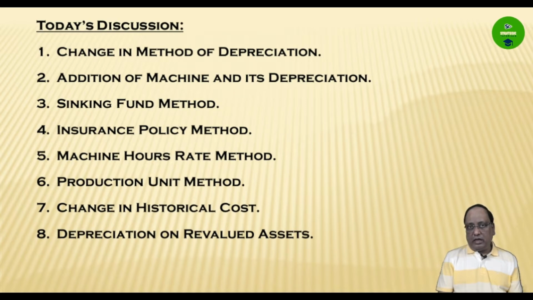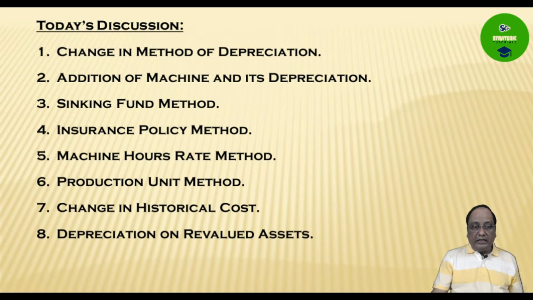But in this session, first I will discuss change in method of depreciation. Suppose an organization is following the straight line method, but after 3 years they change their method of depreciation to the diminishing balance method. Second is addition of machines and its depreciation. So one set of machines they have used, but the management has decided to discard some machines after 3 years. So when they add the depreciation, how do you calculate it, and so on.